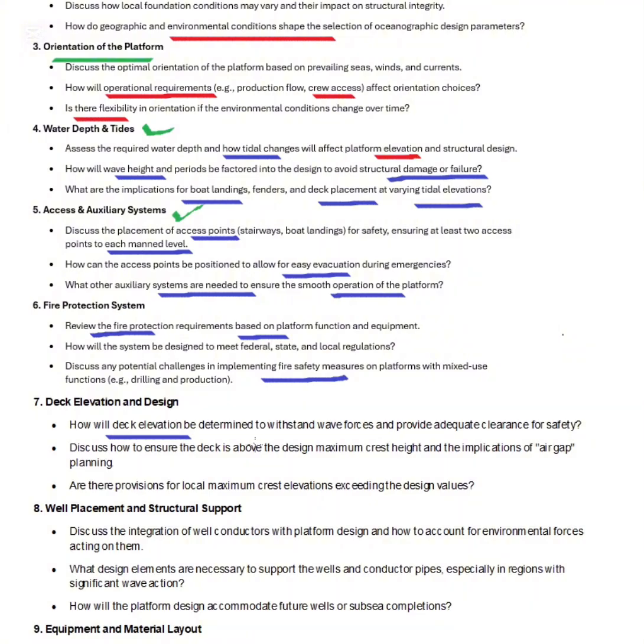How will the deck elevation be determined to withstand wave forces and provide adequate clearance for safety? Discuss how to ensure the deck is above the design maximum crest height and the implications of air gap planning, and other provisions for local maximum crest elevations exceeding the design values. And well placement and structural support.